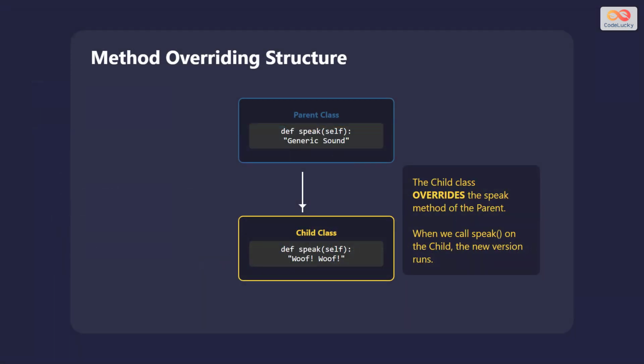First, let's look at method overriding. This requires a parent and child relationship. The parent class defines a generic method. The child class then inherits from the parent but provides its own specific implementation of that method. The child's version overrides or replaces the parent's version.